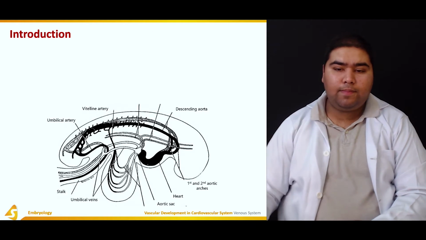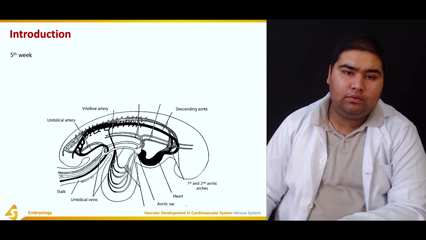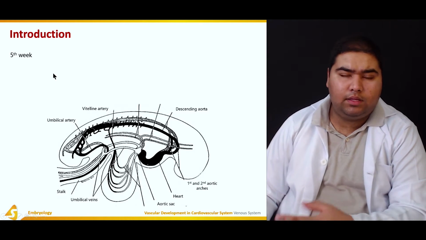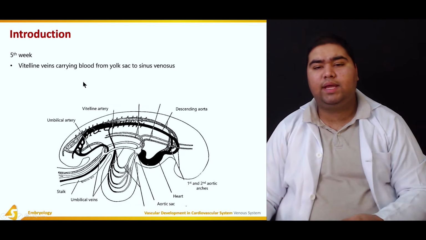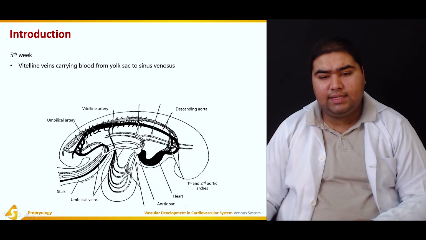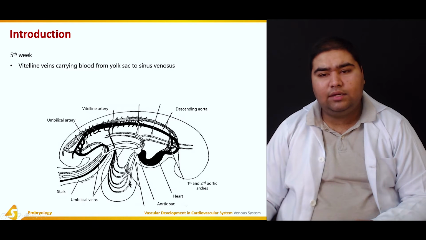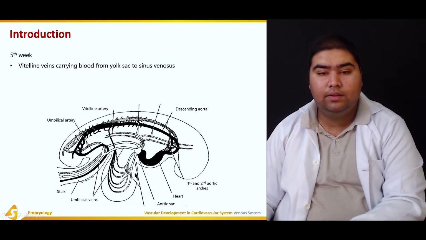So, let's talk about how these veins develop. The fifth week of embryological life is shown. The veins are carrying blood. These are the vitelline veins. These are carrying blood from the yolk sac to the sinus venosus.